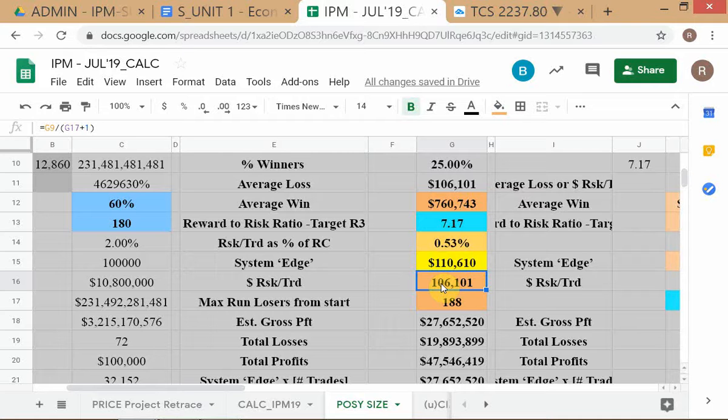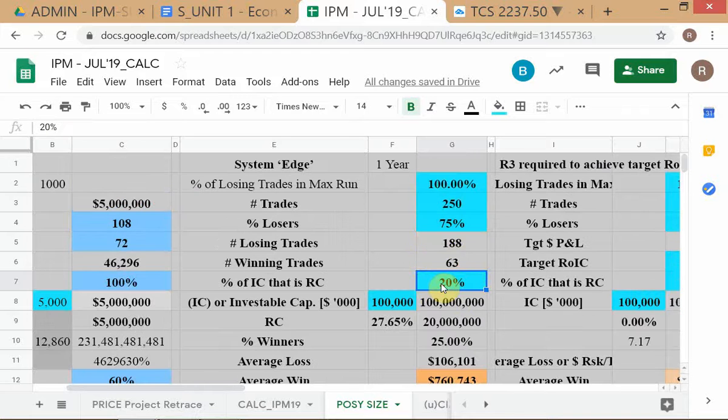What is dollar risk per trade? It is G9 divided by G17 plus 1. What is G17? Maximum run of losers from the start, which we have assumed is 100% of the projected losing trades. If you go back under Mehak's less active trading system, the total number of losing trades is 188.